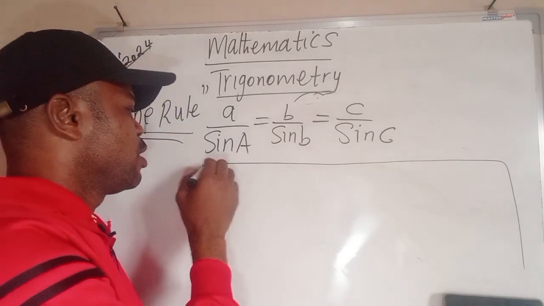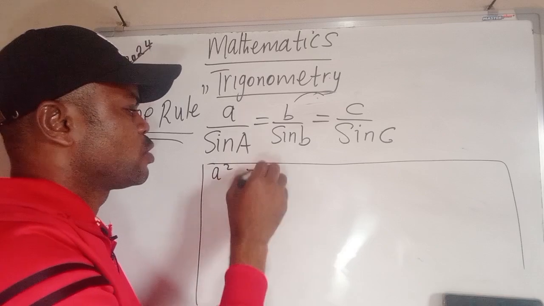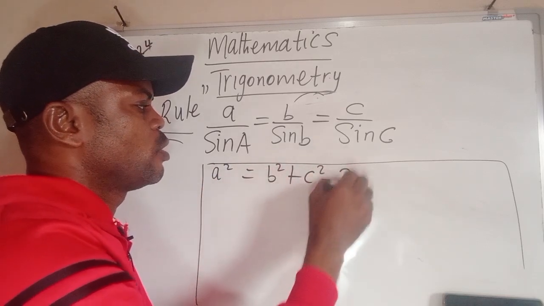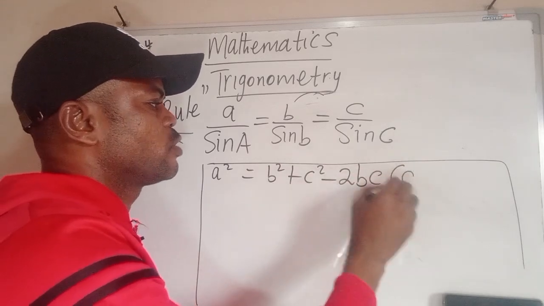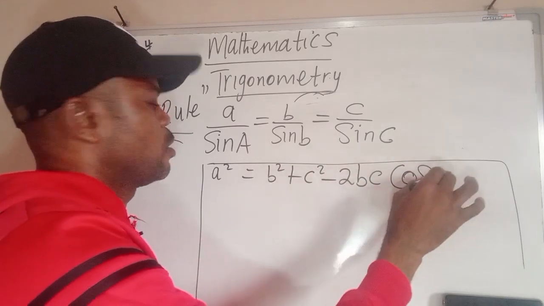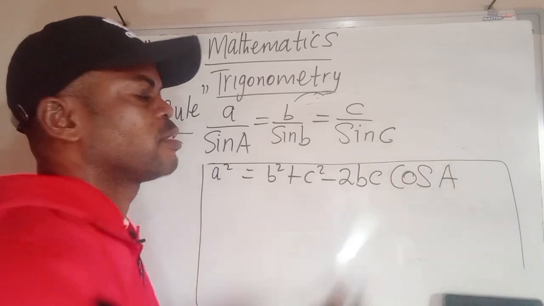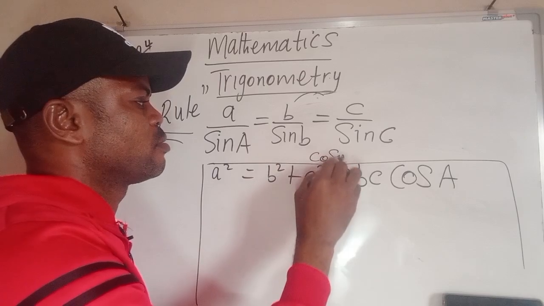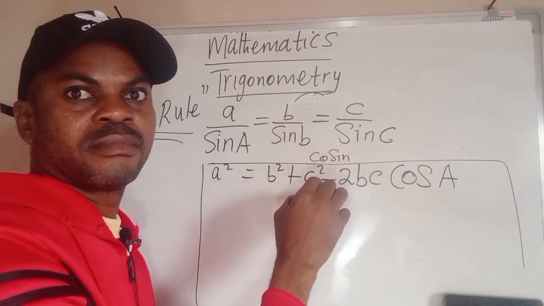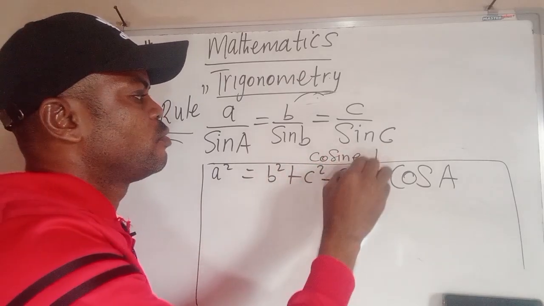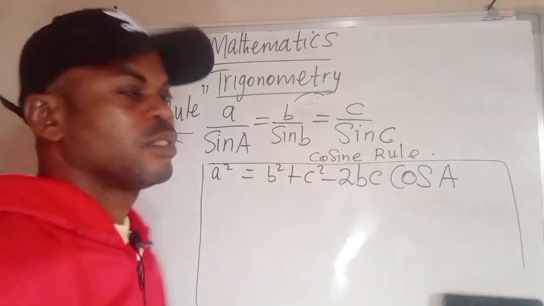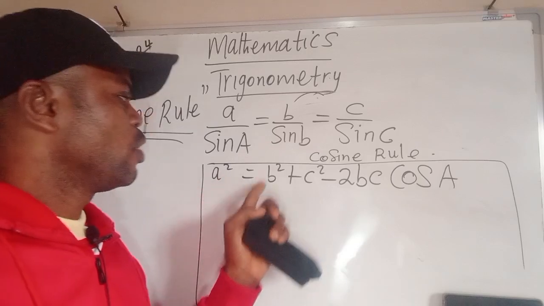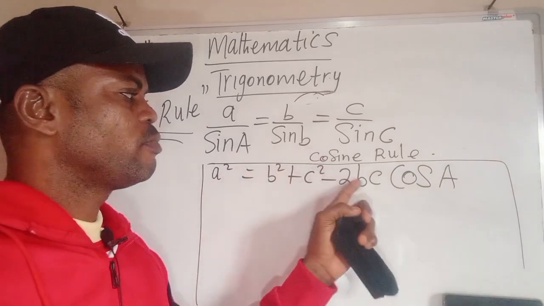The cosine rule is saying that A square is equal to B square plus C square minus 2BC cos A, capital letter A. Don't forget, this is the cosine rule. The first formula or the first equation there is A square equals to B square plus C square minus 2BC cos A.